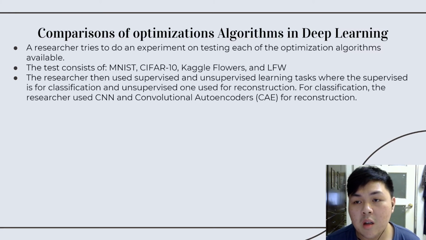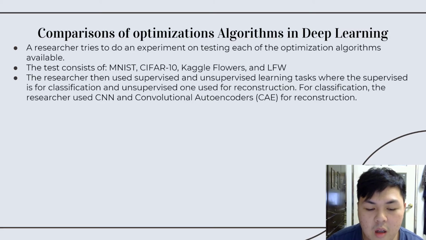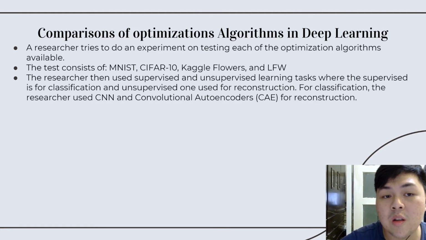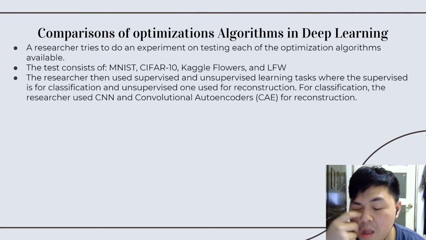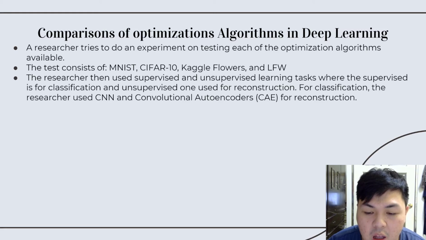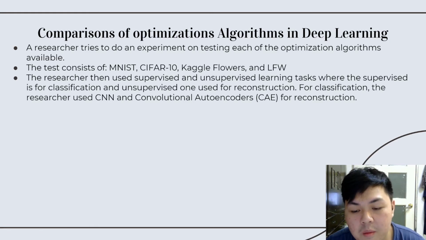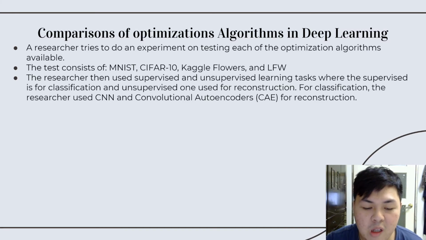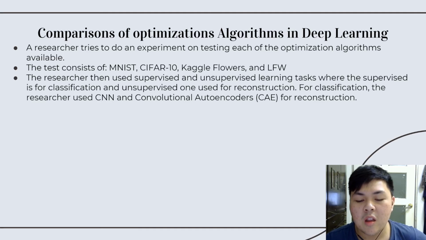Now, comparisons of optimization algorithms in deep learning. A researcher did an experiment testing each of the optimization algorithms available for now, and the test consists of MNIST, which includes 60,000 training and 10,000 test examples, each of which is a 28 by 28 grayscale handwritten digit image; CIFAR-10, which is composed of 50,000 training and 10,000 test examples; and Kaggle flowers, which contains 4,242 images of five different types of flower.